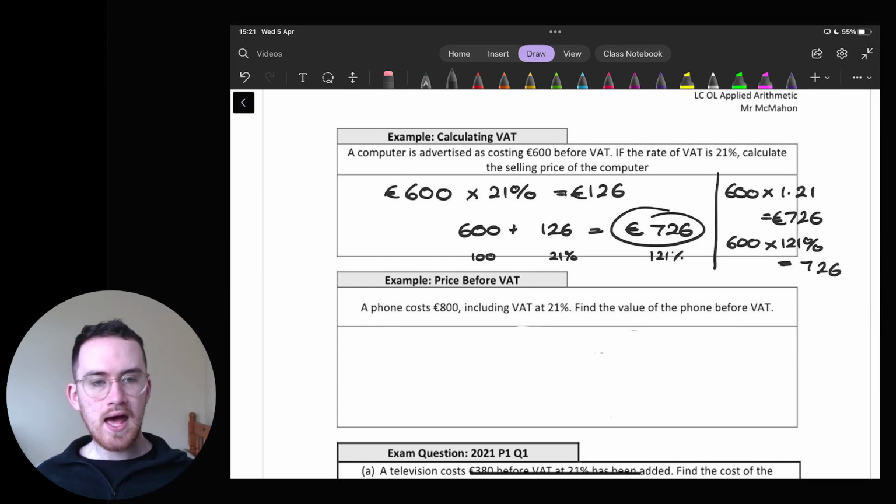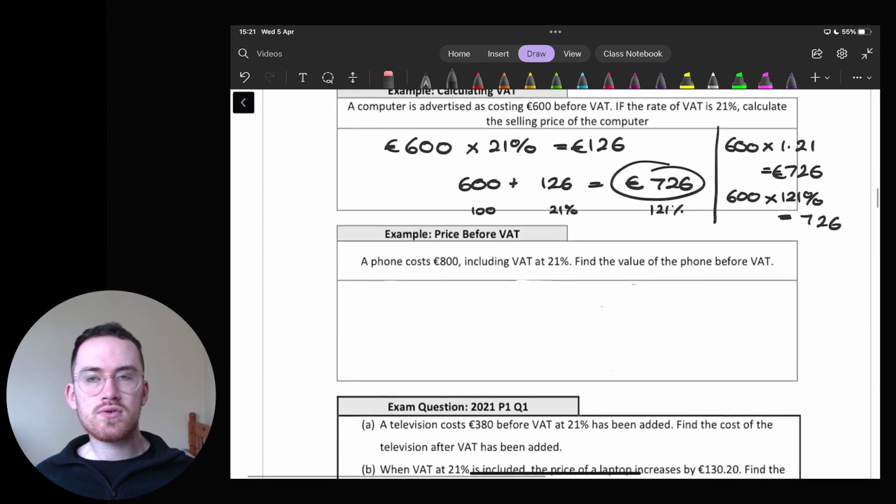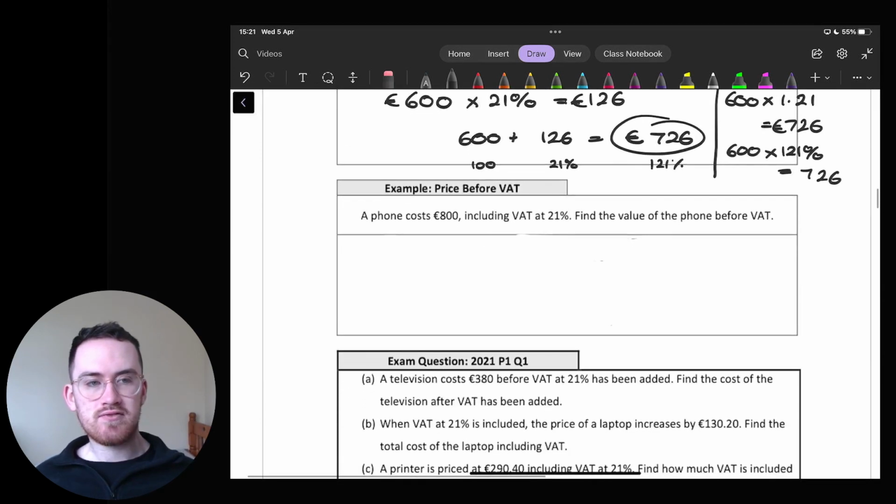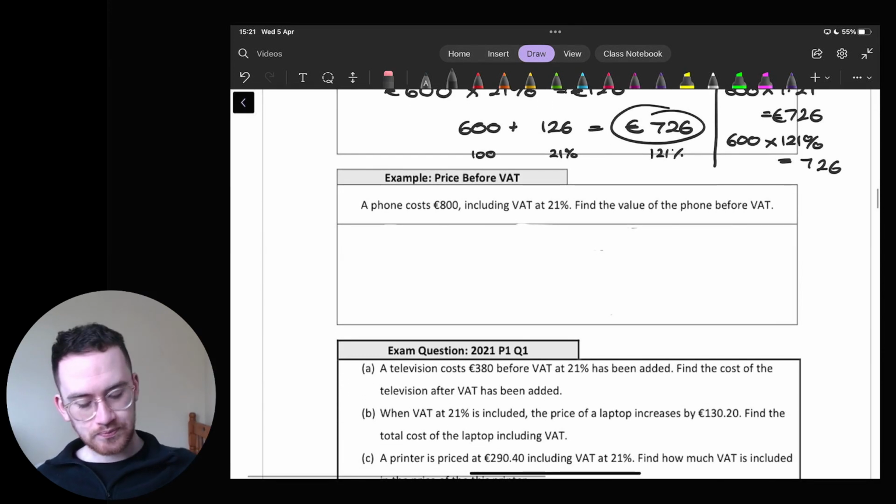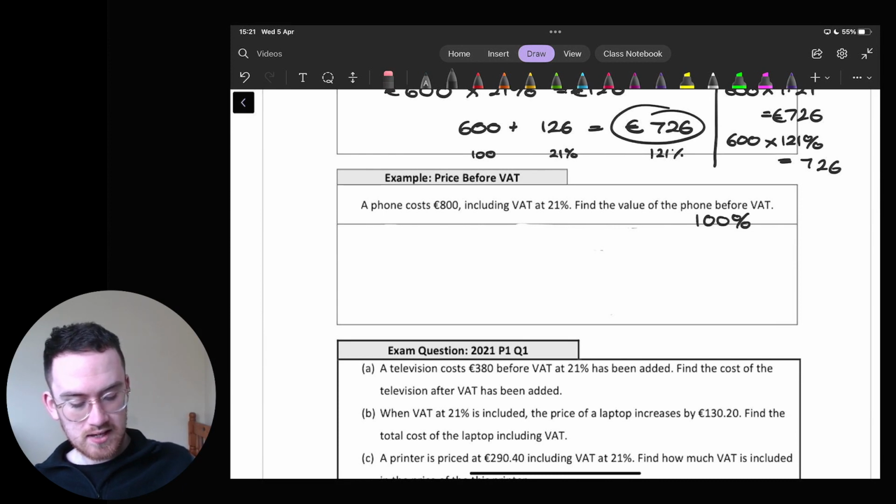A phone costs €800, including VAT at 21%. Find the value of the phone before VAT. Well, the phone originally was 100%. Then we added VAT on, which was 21%. So now it's 121%. So 121% is €800.